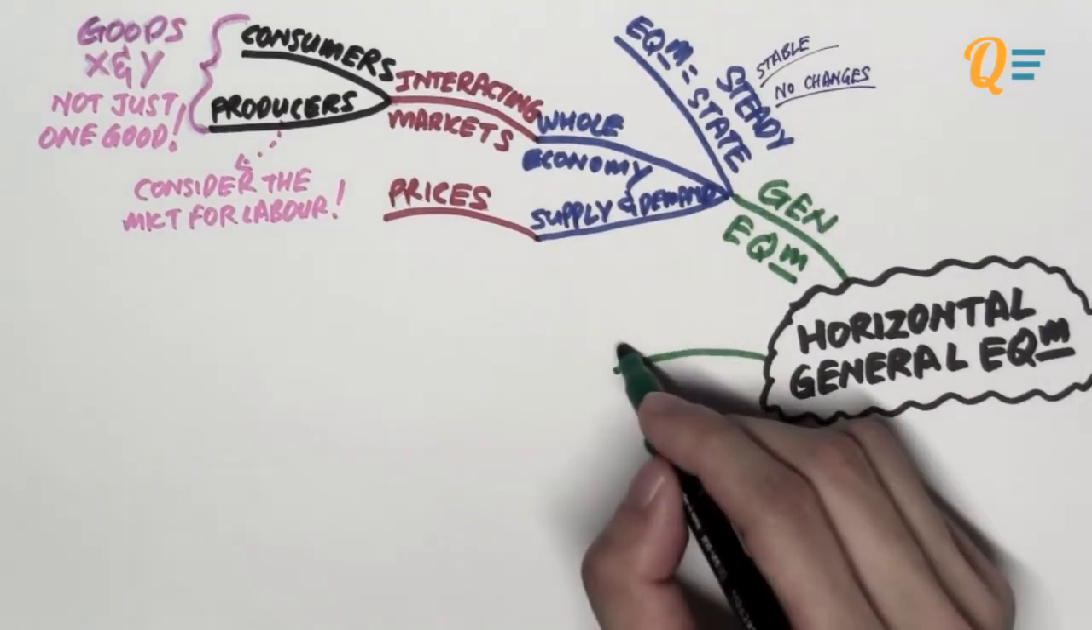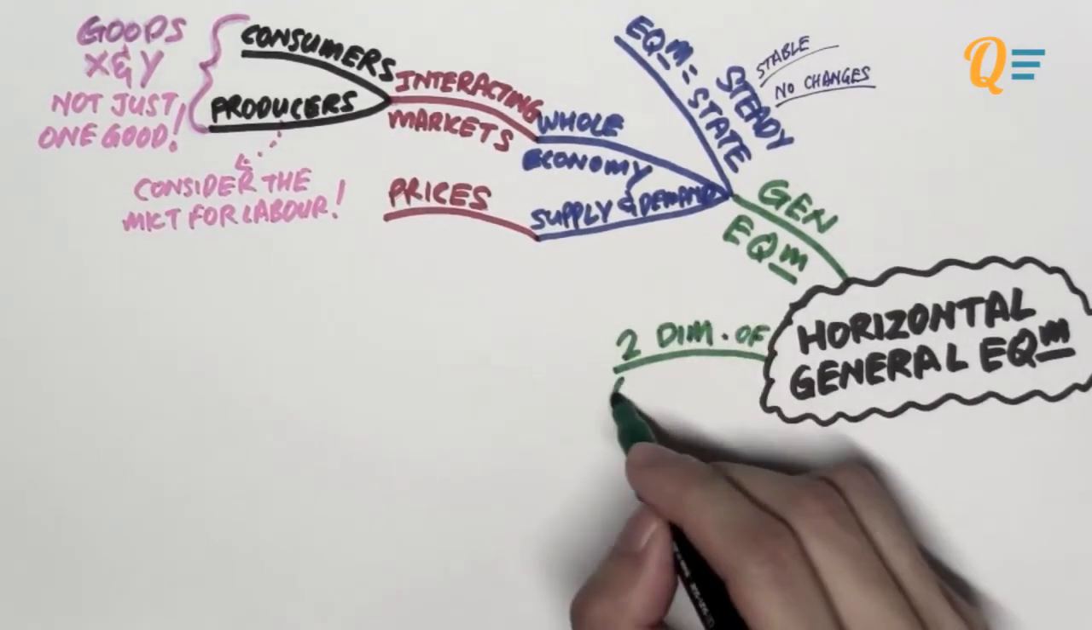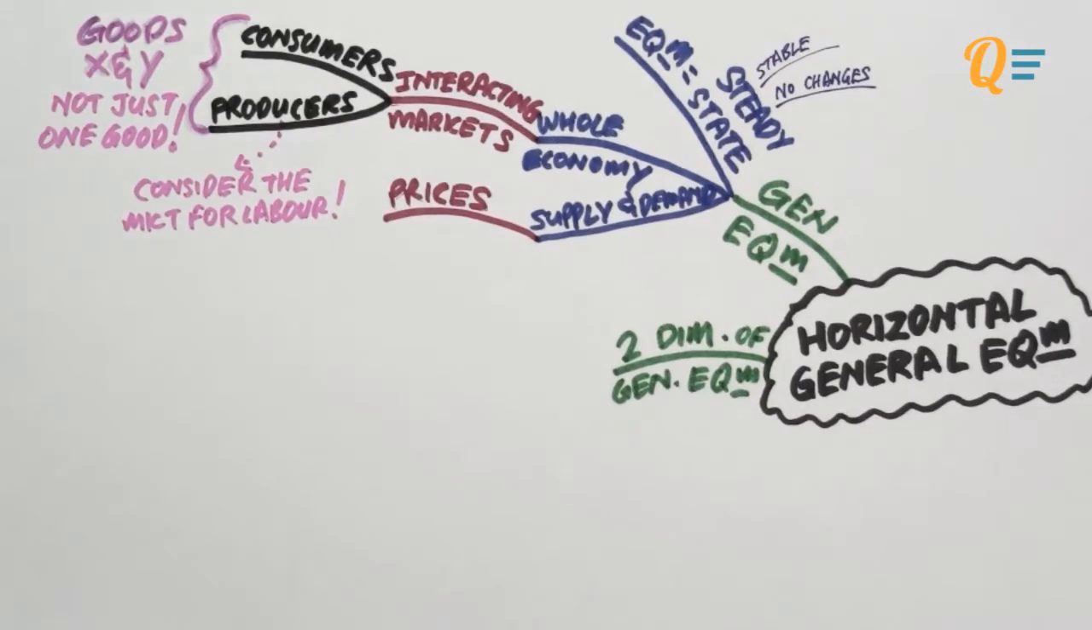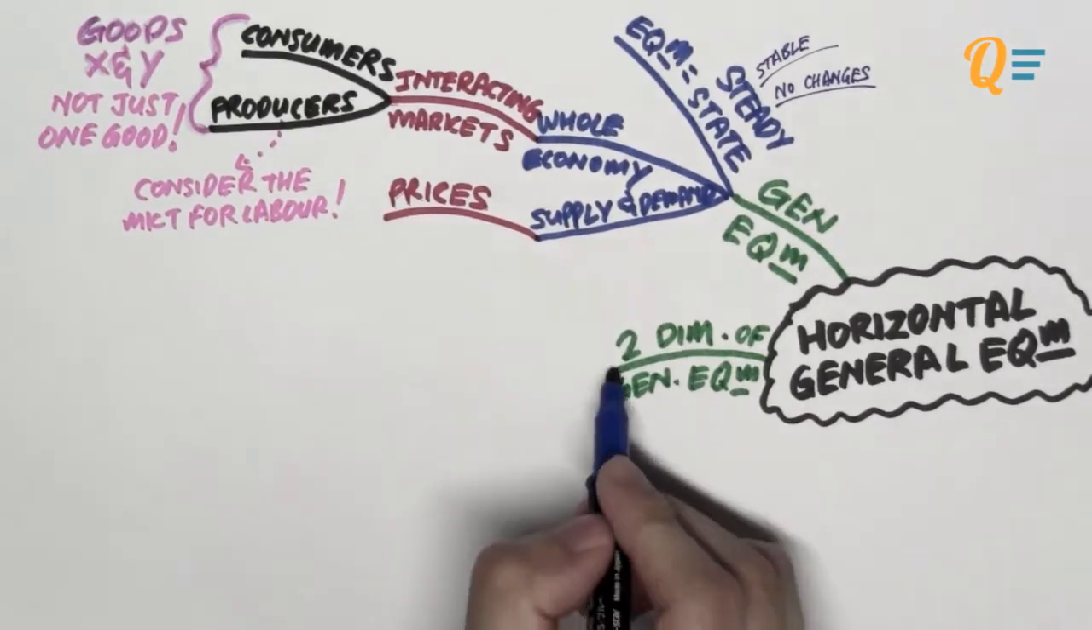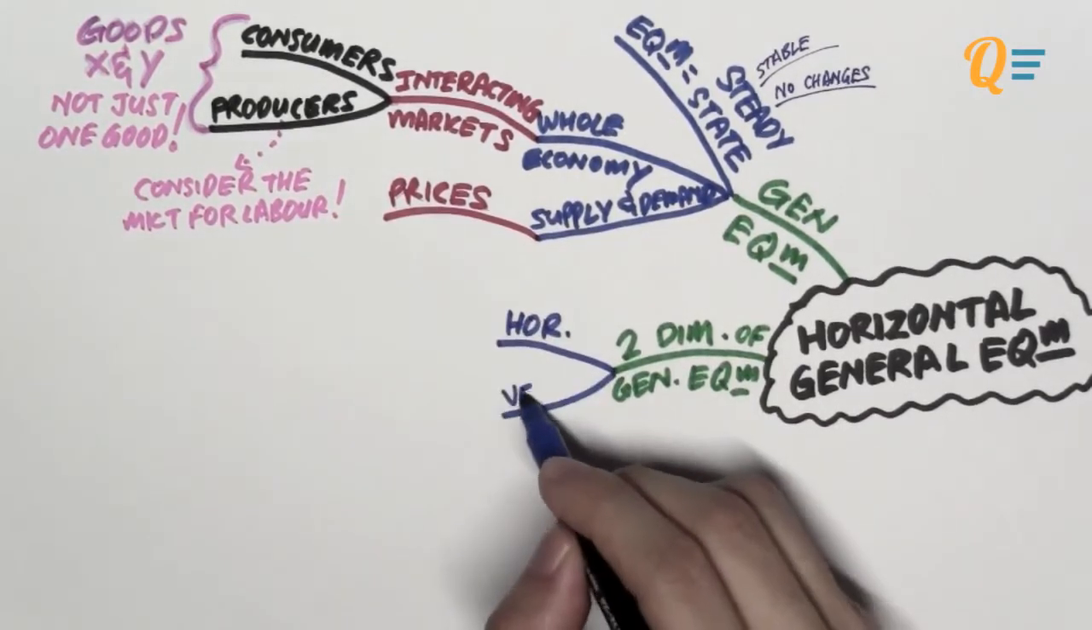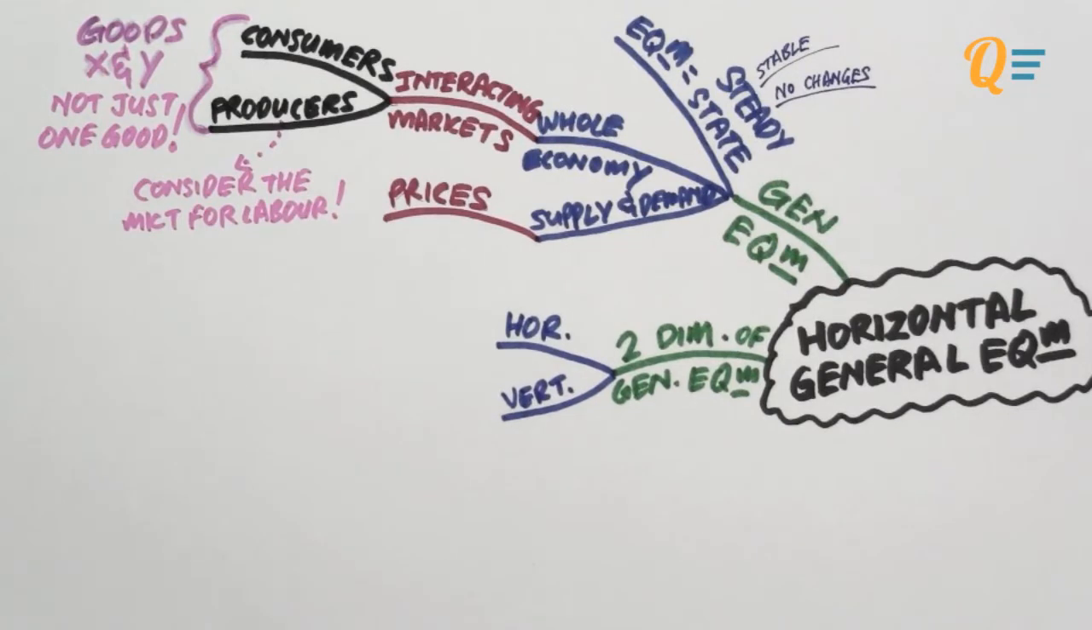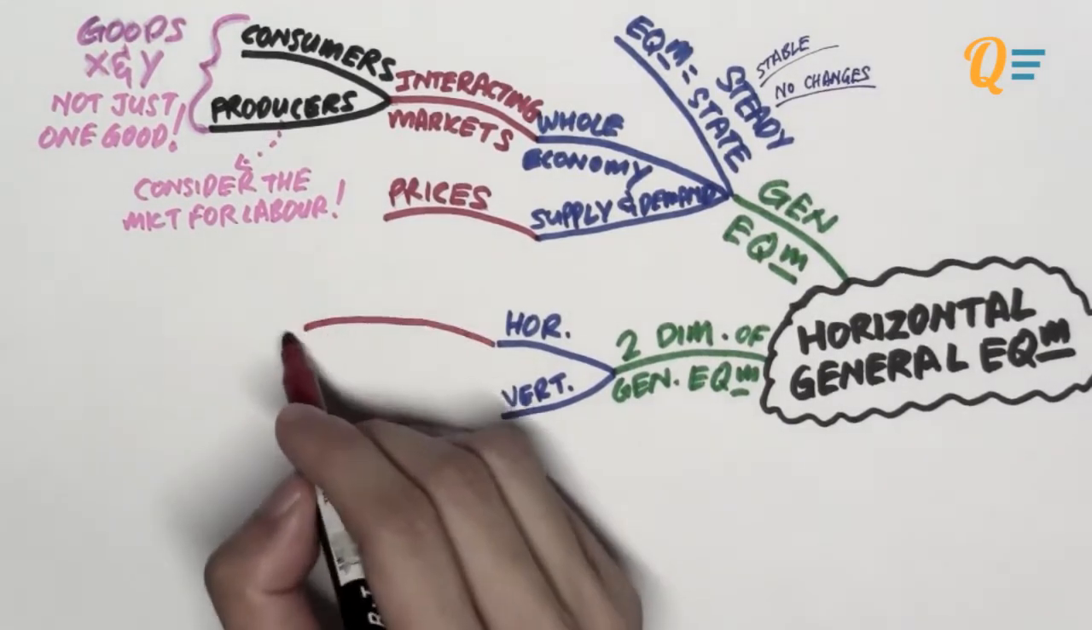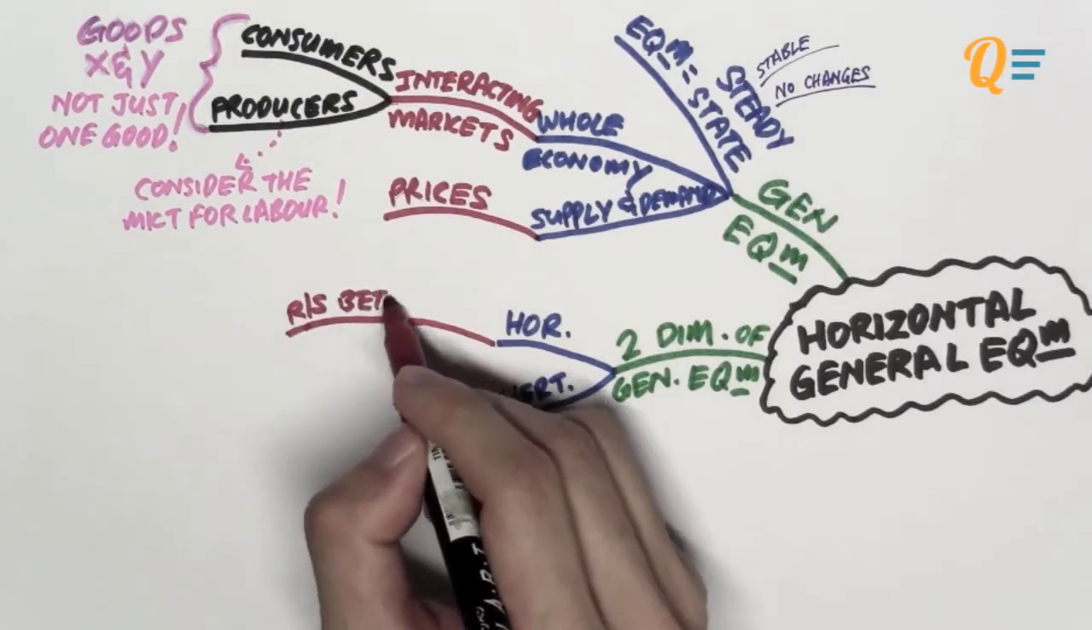And there are two dimensions of general equilibrium. You have the horizontal general equilibrium, which we are talking about today, and of course you have your vertical general equilibrium, which we'll be talking about in another video. So let's talk about the formal definition of horizontal general equilibrium.